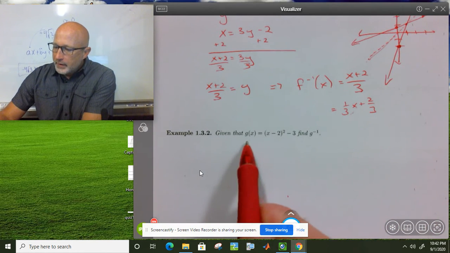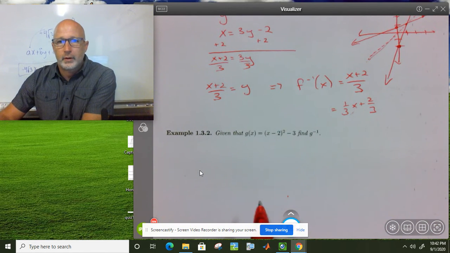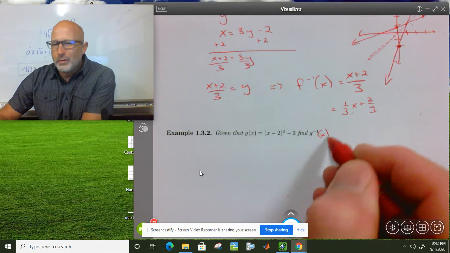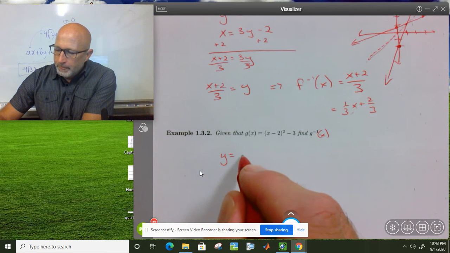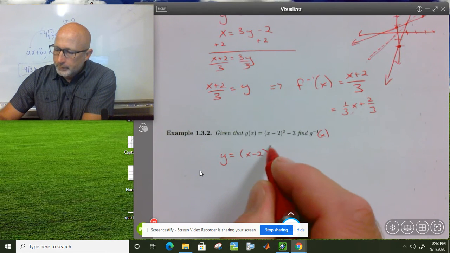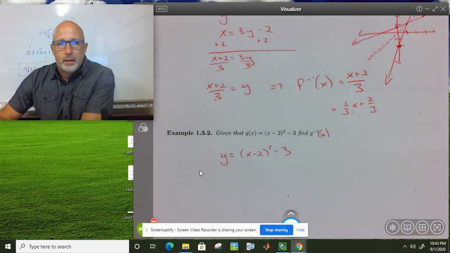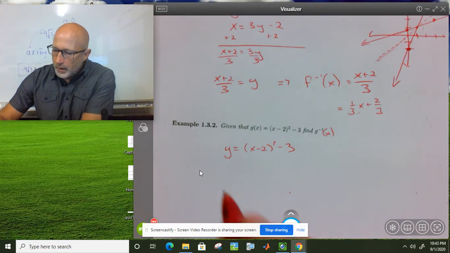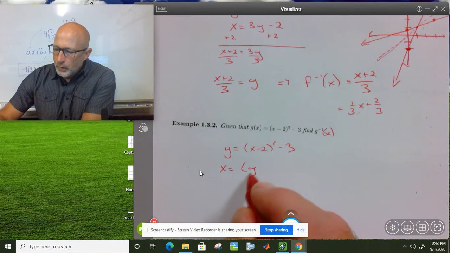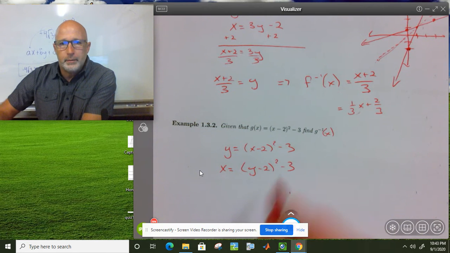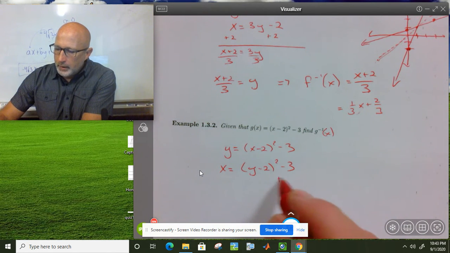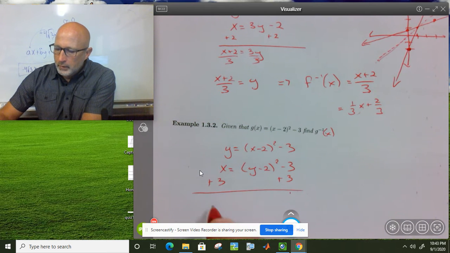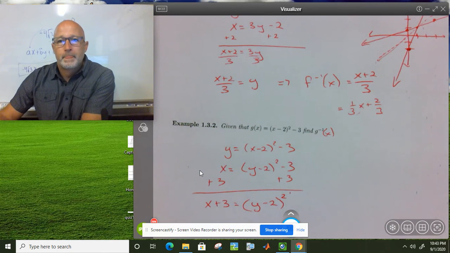Okay, so given that g of x is equal to this, find g inverse. There should be an x here, but you don't have to write it that way. So first step, we write it with the y. Step 2 is we switch the x and the y. So you have x is equal to y minus 2 squared minus 3. And then we solve. So add 3 to both sides. So x plus 3 is equal to y minus 2 squared.